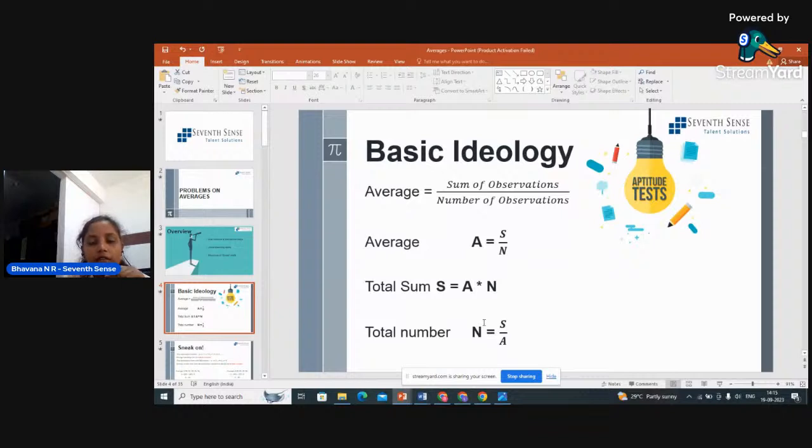So how do we apply the formula for this? How will we know which formula to apply? For that sake, first we have to read the question carefully, not only in averages but in every problem. First read the question carefully and then list out the data. By listing out the data, we will get what we have to find.